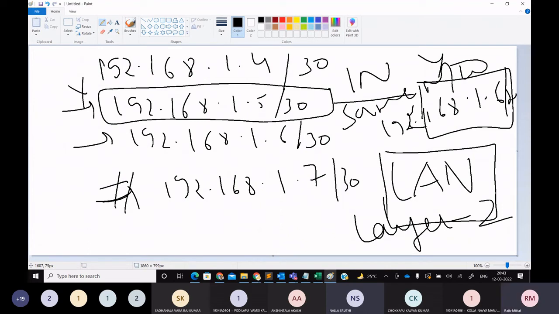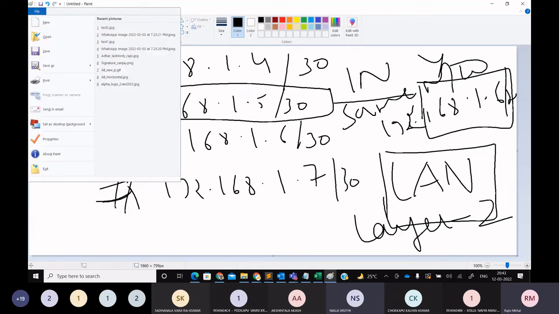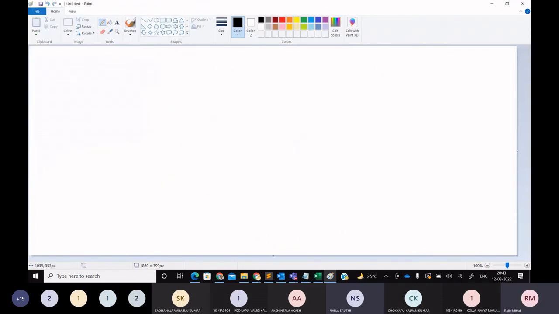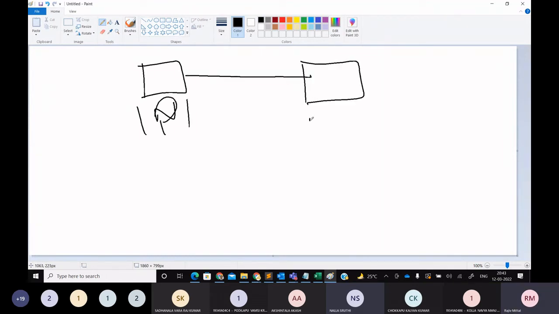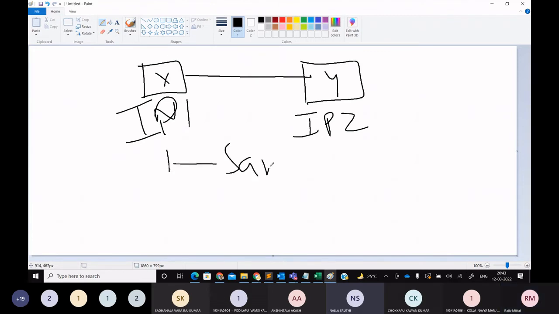You understand this concept? If you want to communicate between two different networks, you need a separate device, which is called a router basically. So after seeing all this, what we understood is that if two devices, IP1 and IP2, want to communicate with each other and there is no other device available with them, then they have to be in the same network.